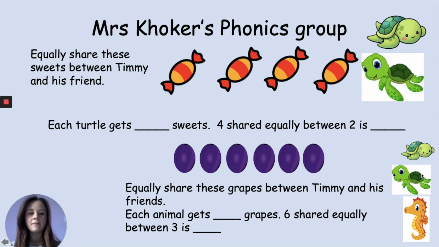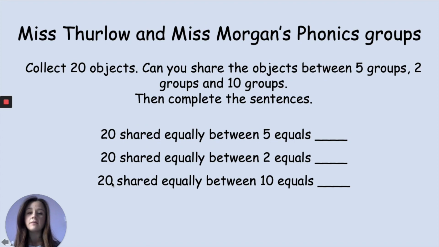And then Timmy, his friend, and a seahorse have 1, 2, 3, 4, 5, 6 grapes. Equally share these grapes between Timmy and his friends. Each animal gets something grapes. 6 shared equally between 3 is something. Pause the video to complete this if you are in Mrs. Coker's group.